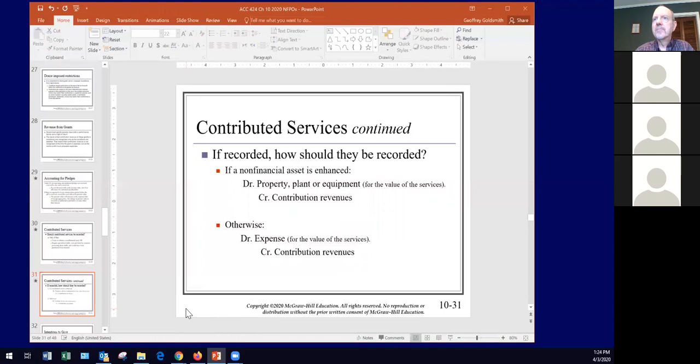Another example, a CPA firm might volunteer to do an audit for a nonprofit organization for free. And so the value of that audit would be debited as expense for its fair market value and then credit contribution revenues.